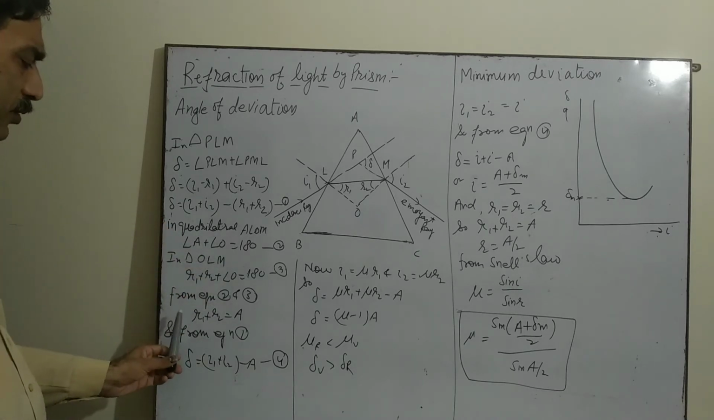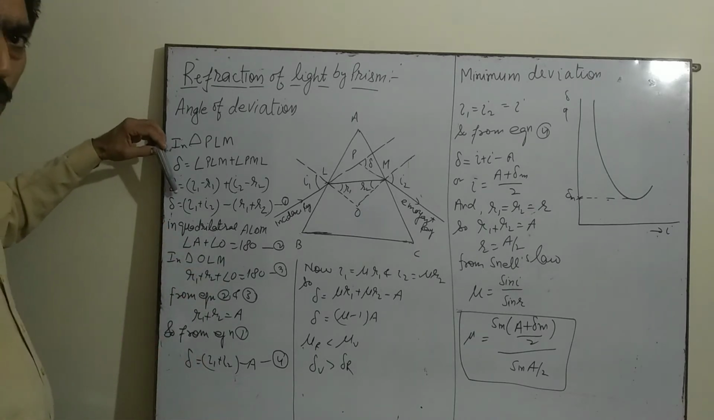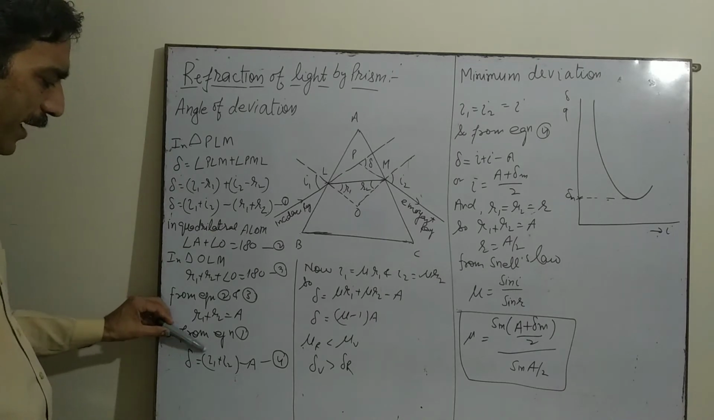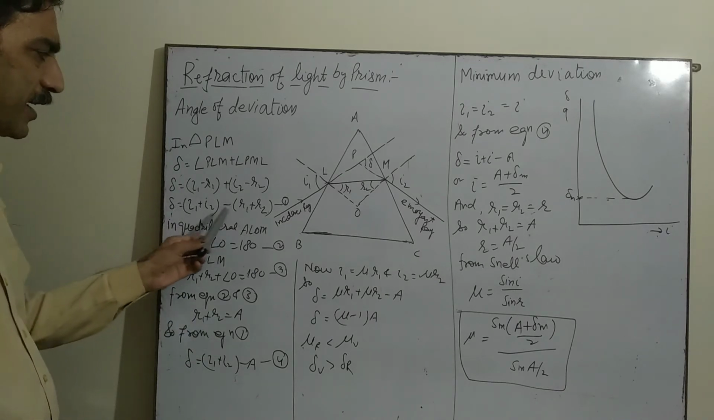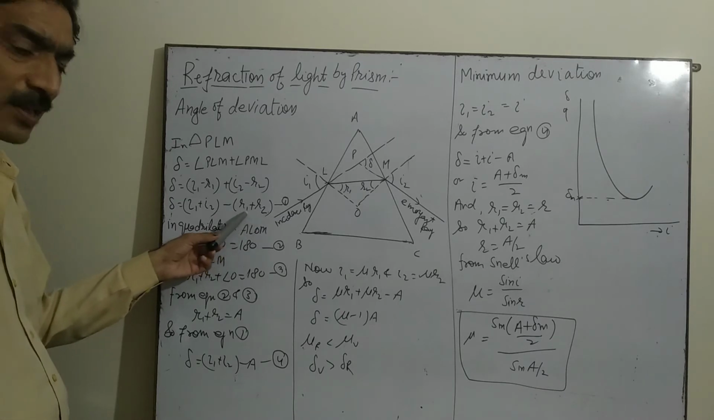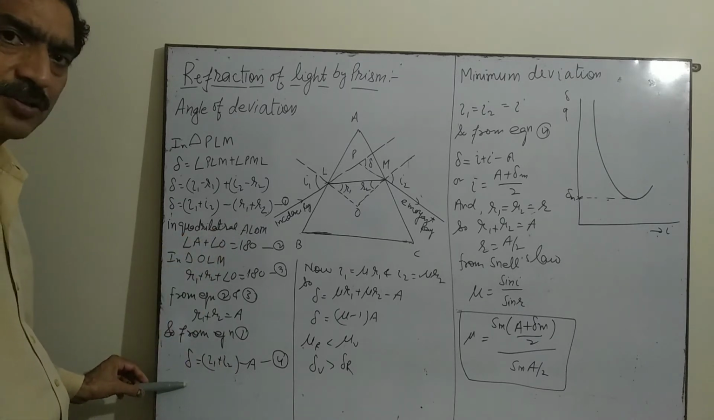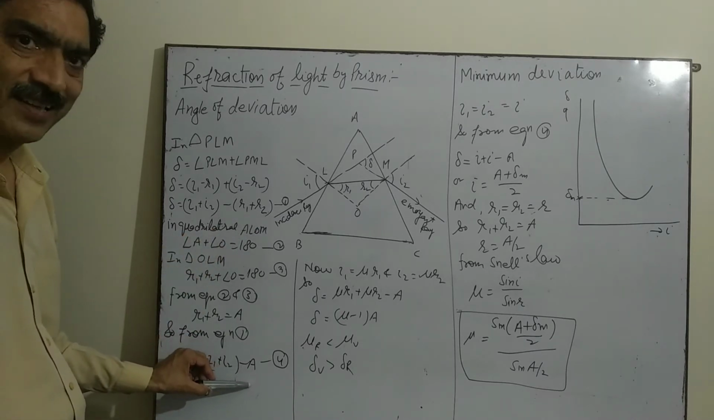Now we have to put this value R1 plus R2 in equation 1. Delta is equal to I1 plus I2 minus R1 plus R2, and R1 plus R2 is replaced by angle A. So delta is equal to I1 plus I2 minus angle A. This is equation 4.